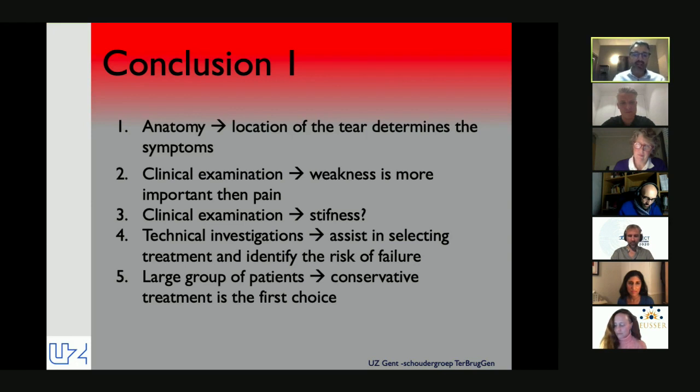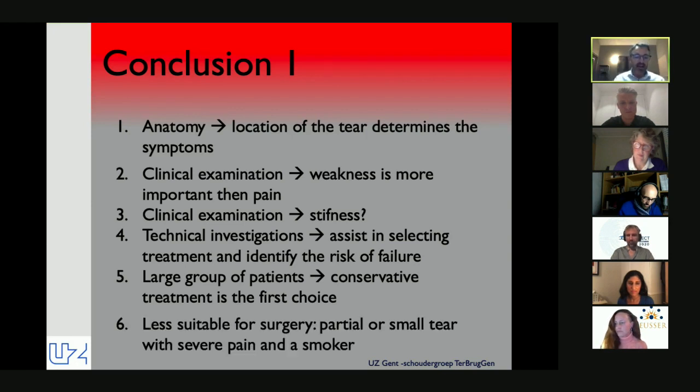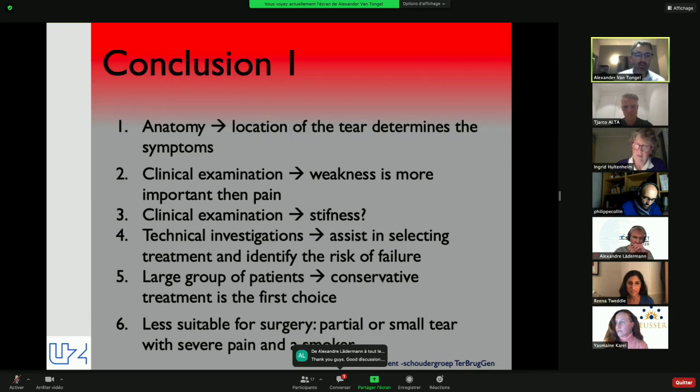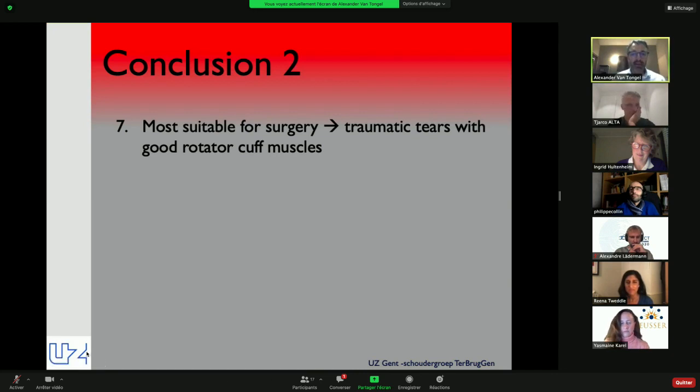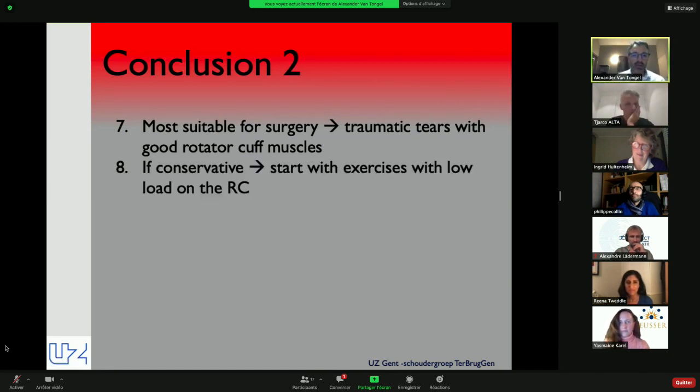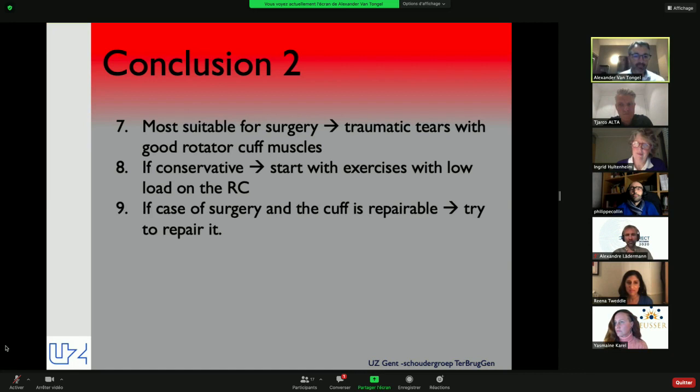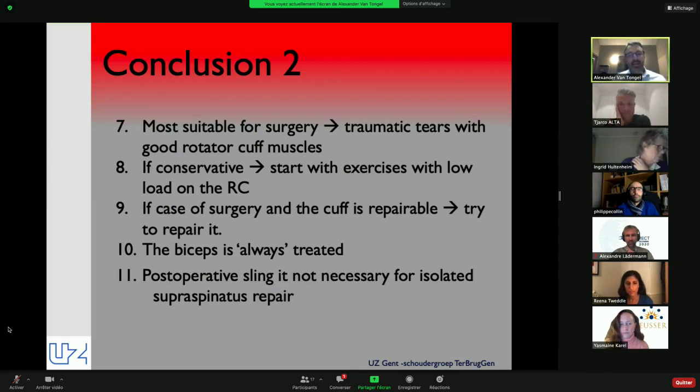We know that for a large group of patients, non-operative treatment is the first choice. And as well said by Lars, it's less suitable for surgery for patients with a partial or a small tear with severe pain, and also smokers are not very good patients. The most suitable for surgery are the traumatic tears in young people with good rotator cuff muscles. If you start non-operative treatment, start with exercises with low load on the rotator cuff. And in case of surgery and the cuff is repairable, Philippe Collin showed that he always tries to repair the cuff. The biceps is also always treated. Postoperative sling is not necessary for isolated supraspinatus repair.